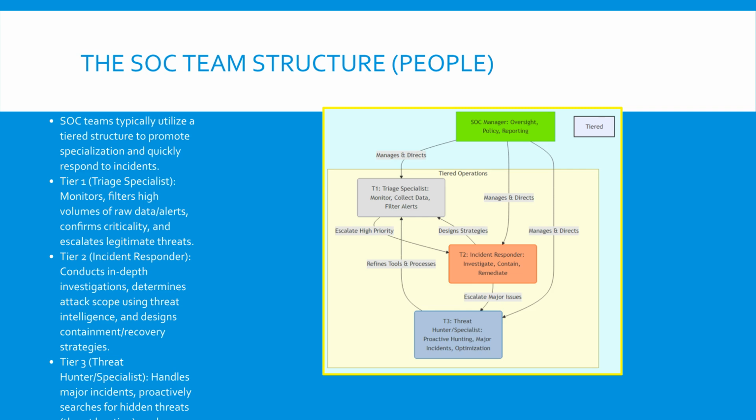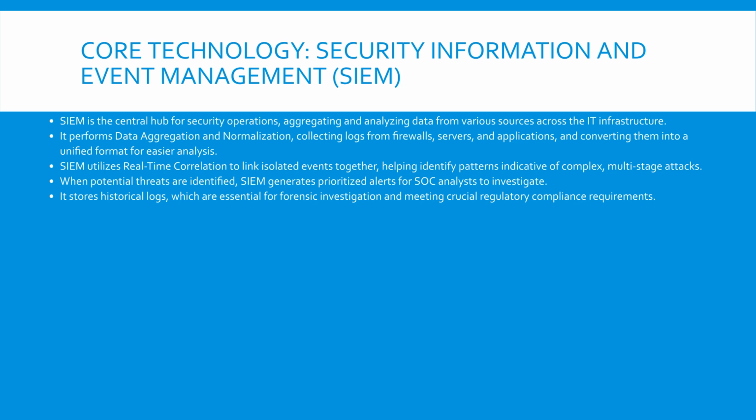Now we move to the core technology that powers the SOC, Security Information and Event Management, or SIEM. Imagine your network generating thousands of security messages every second from firewalls, servers, and applications. SIEM acts as the central brain that collects all this information. First, it performs data aggregation and normalization. This means it gathers data from every source and converts it into one common, unified format. This step is critical because it makes the data easy to analyze.